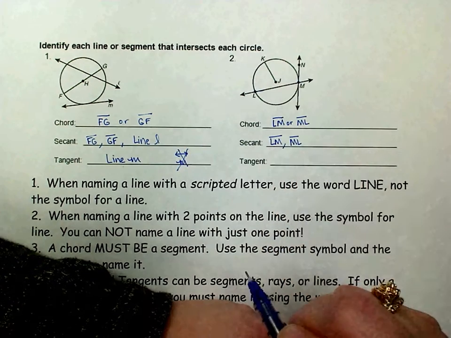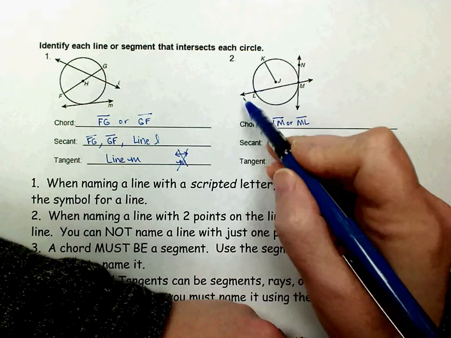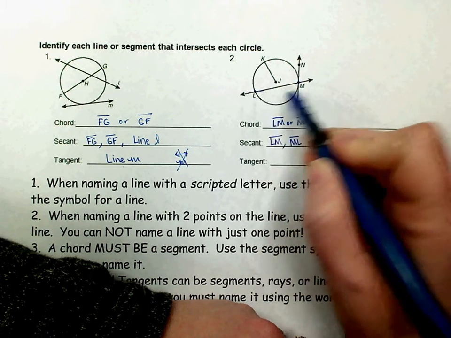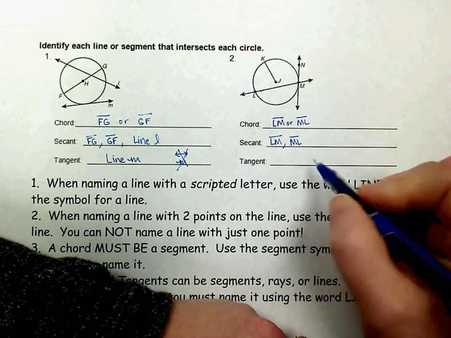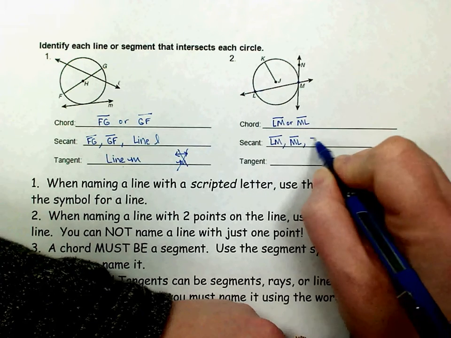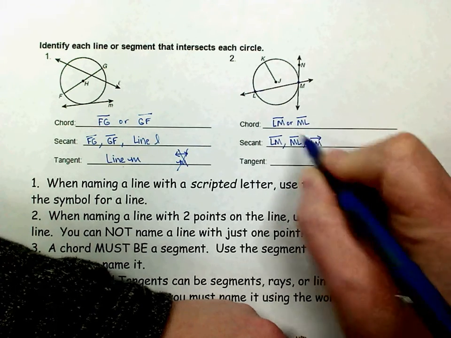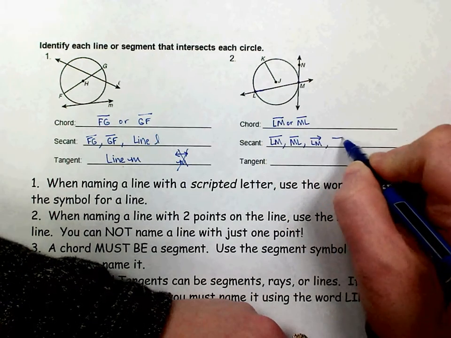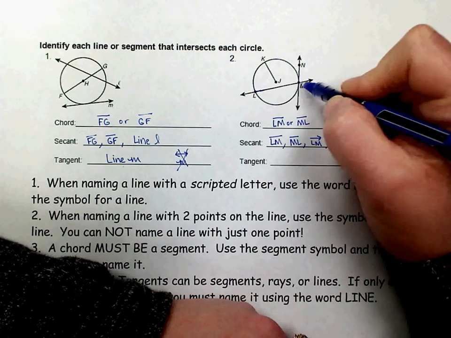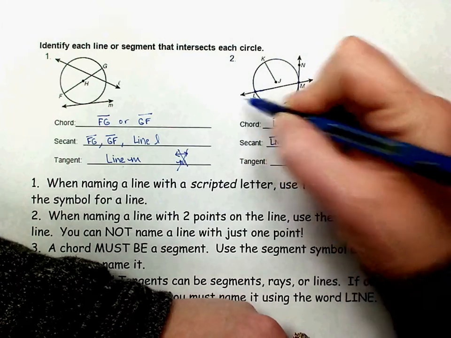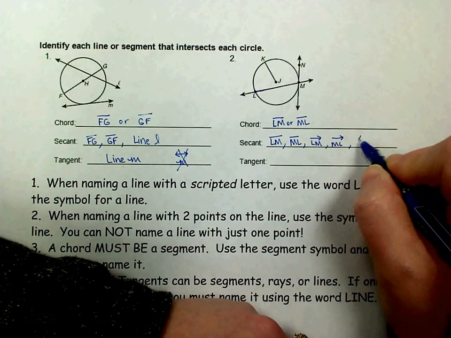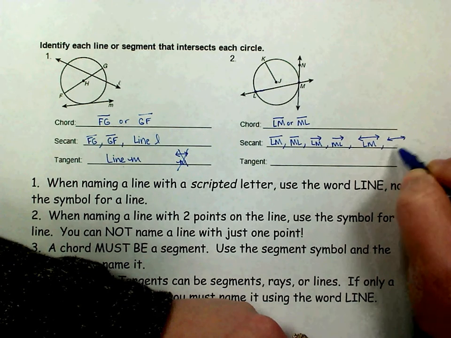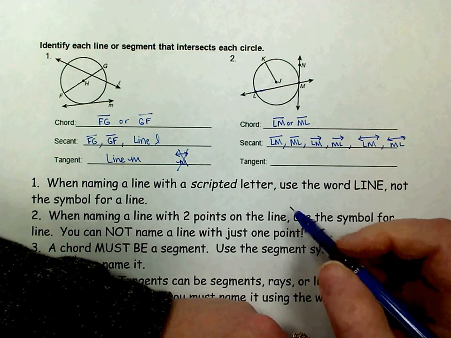That's the same exact thing. Or remember, secants can be rays or lines. So this whole line contains 2 points on the circle. So we could say ray LM starting at L and going forever in the direction of M. We could say ray ML starting at M and going forever in the direction of L. Or we could say line LM. And the direction of those letters doesn't matter. So line ML would be the same exact thing.